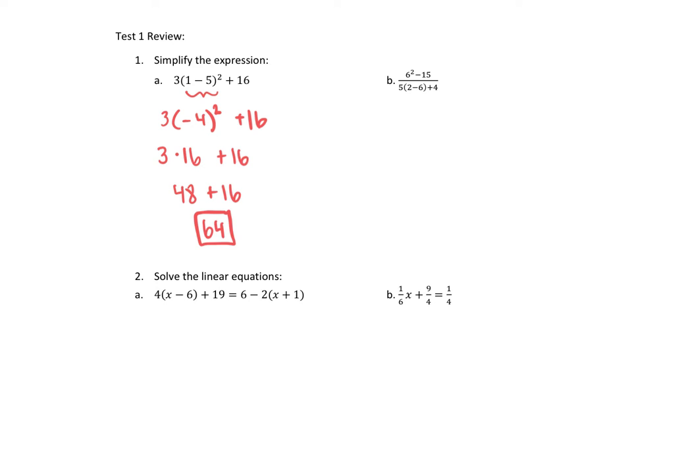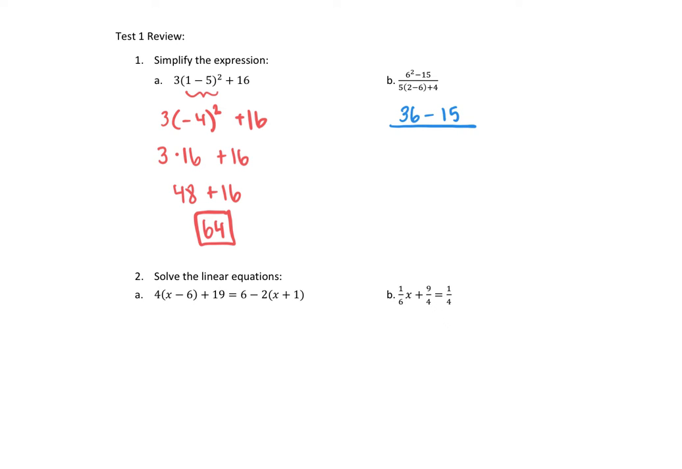All right, the next question, question B, is a little bit different because I have something in the numerator and something in the denominator. When that happens, the numerator is grouped together and the denominator is grouped together. So that means that we have the group on the top. So we need to simplify that and simplify the bottom. So on the numerator, we start with 6 squared minus 15, so we need to do the squared first. That's 36 minus 15.